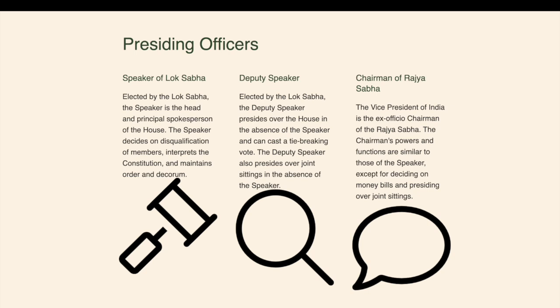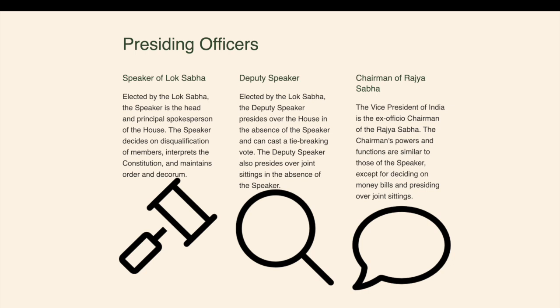Then there is Deputy Speaker. He is elected by the Lok Sabha. The Deputy Speaker presides over the House in the absence of the Speaker and can cast a tie-breaking vote. The Deputy Speaker also presides over joint sittings in the absence of the Speaker. You need to remember that if at all a Speaker of Lok Sabha is present, Deputy Speaker is just like an ordinary member. And the Speaker of Lok Sabha can only have a casting vote. That you also need to remember.